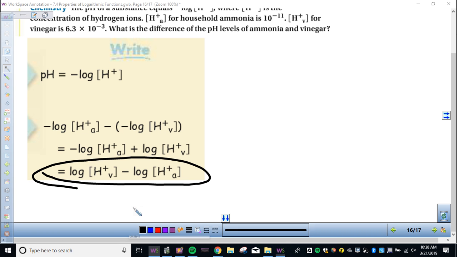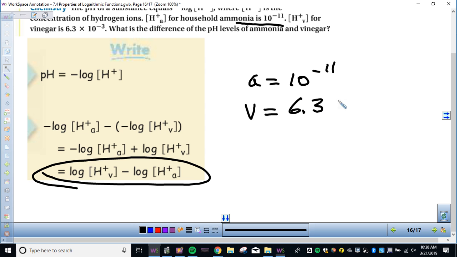And then up here in the problem, it says the ammonia is 10, so the A is going to be 10 to the negative 11th power. And the V for vinegar is 6.3 times 10 to the negative 3rd.